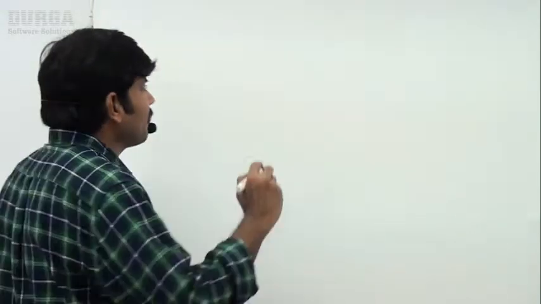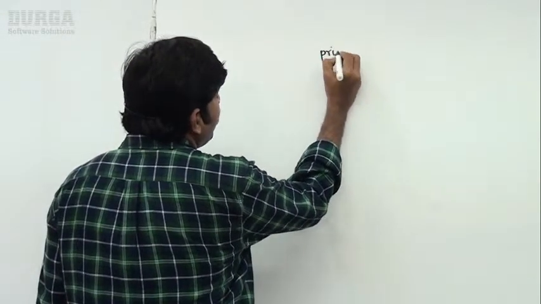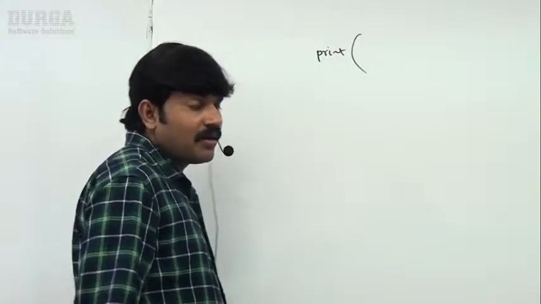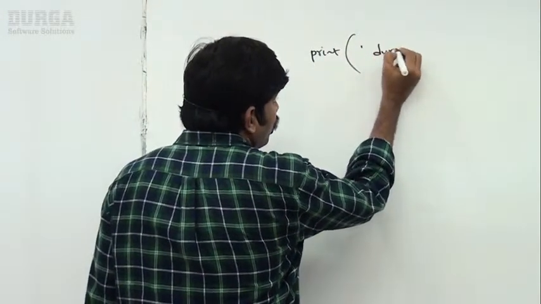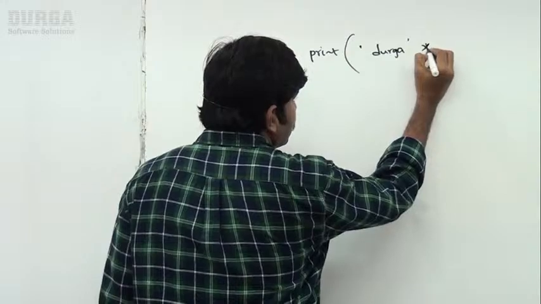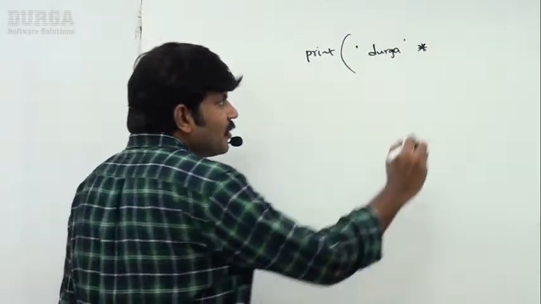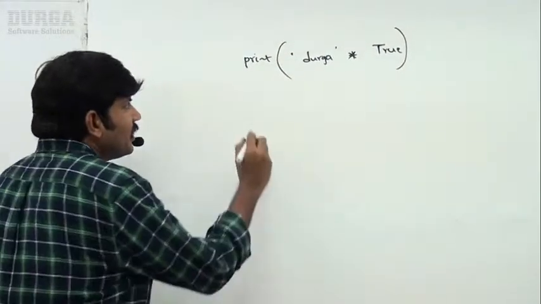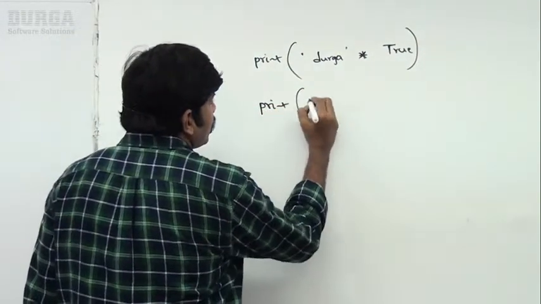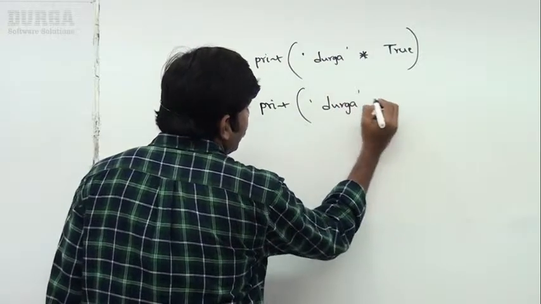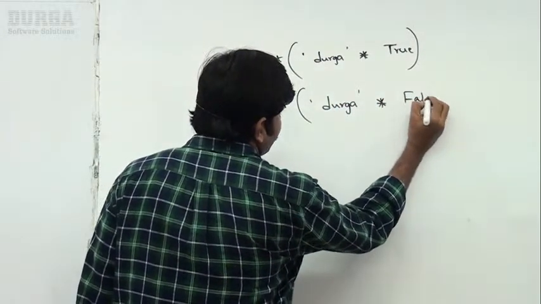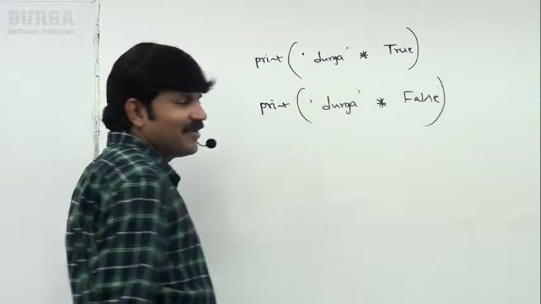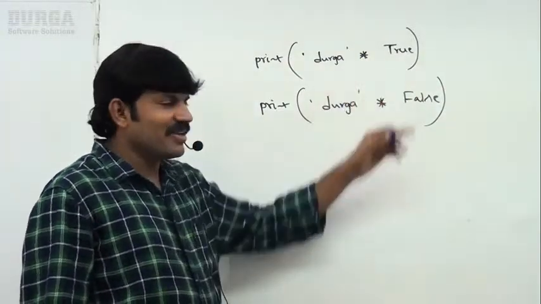Sir, now observe a special case with respect to Boolean. Observe a bit carefully, sir. I am taking print of "Durga" multiplication True. Next print of "Durga" multiplication False I am taking. Can you please tell what is the answer we are going to get?